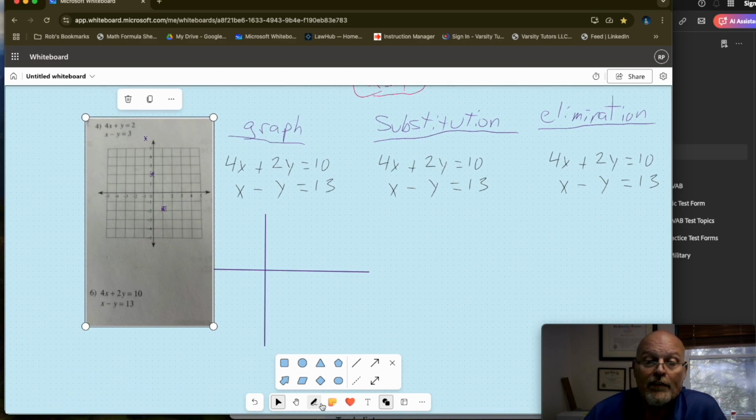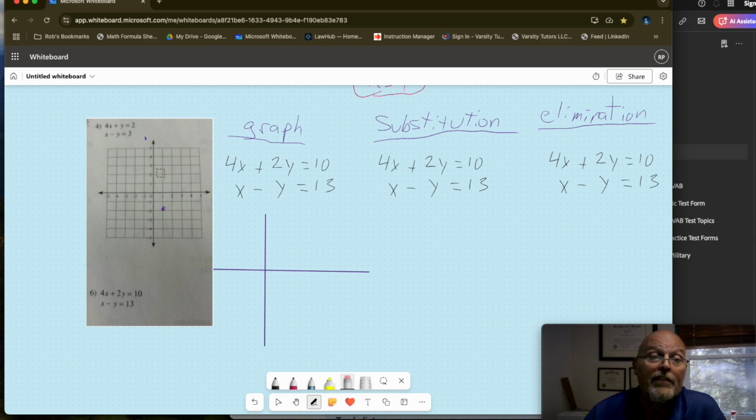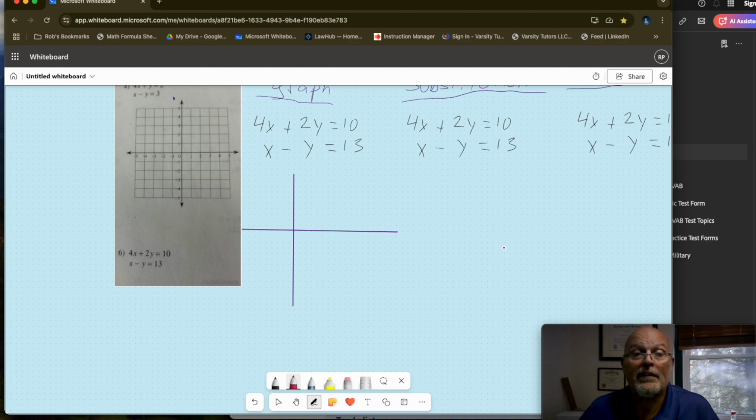In order to graph, the easiest way to graph is to turn it into y equals mx plus b form. And so I'm going to take this equation, and first I'm going to subtract 4x from both sides. We'll come down here, and that gives me 2y equals minus 4x plus 10. Now I'm going to divide both sides by 2, and that means I need to divide all of the terms over here, because whatever I do to the left, I do to the right as well. And now that's going to give me y equals minus 2x plus 5.